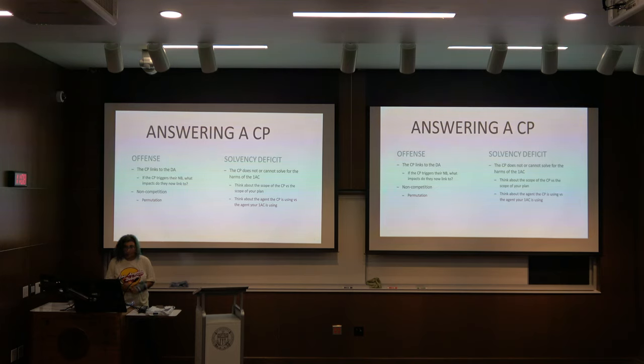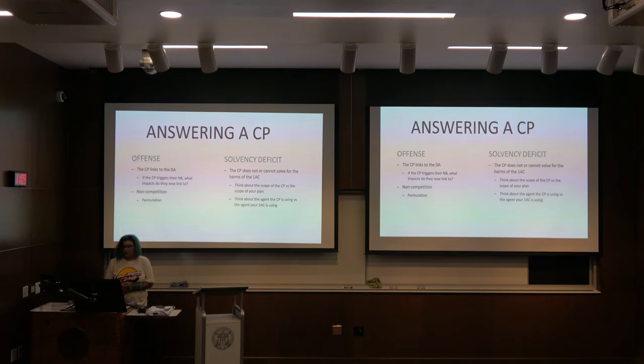So you can also do a test. Remember when we did a test to see if the counterplans you were making were competitive? Another way to test that is by the permutation. Can we do both of these things at the same time? If we can, then your counterplan is not competitive. Why are you running it against us? Let's move on. We have other arguments to answer, right?